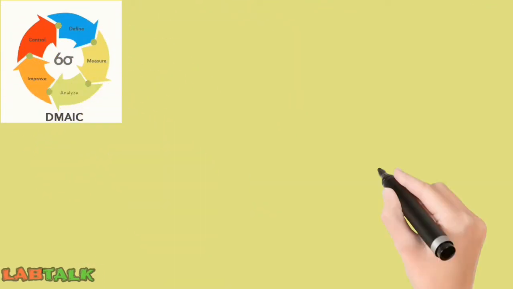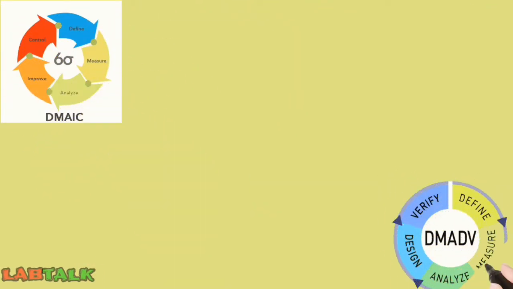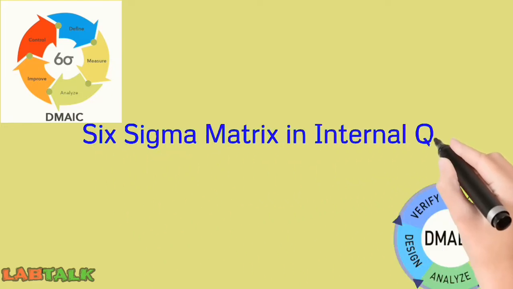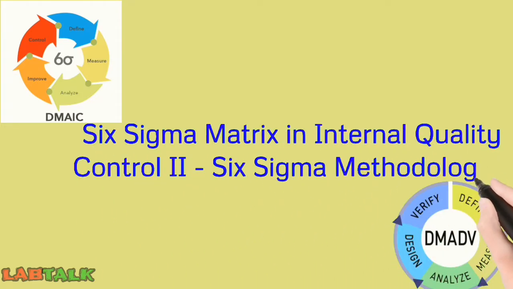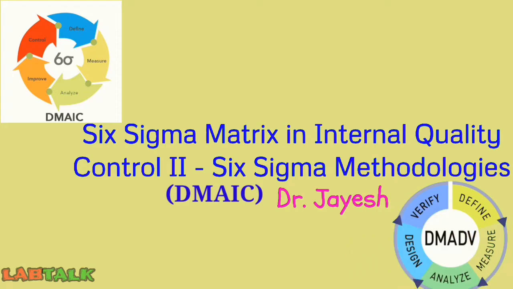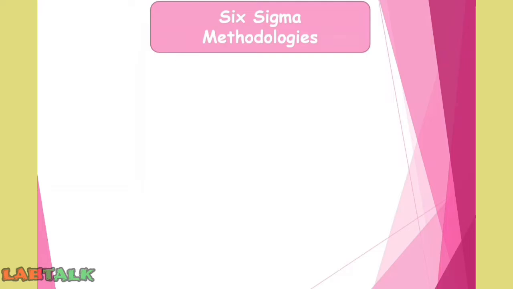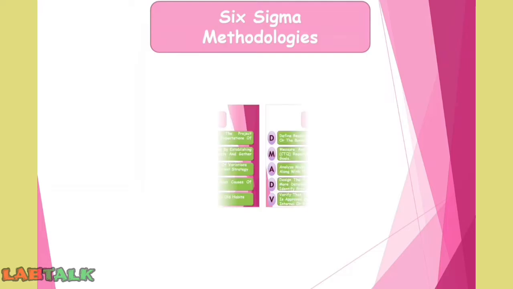on Six Sigma matrix in internal quality control. As I have told, there are two Six Sigma methodologies. One is DMAIC and the other is DMADV. So first of all, we will see the DMAIC methodology.